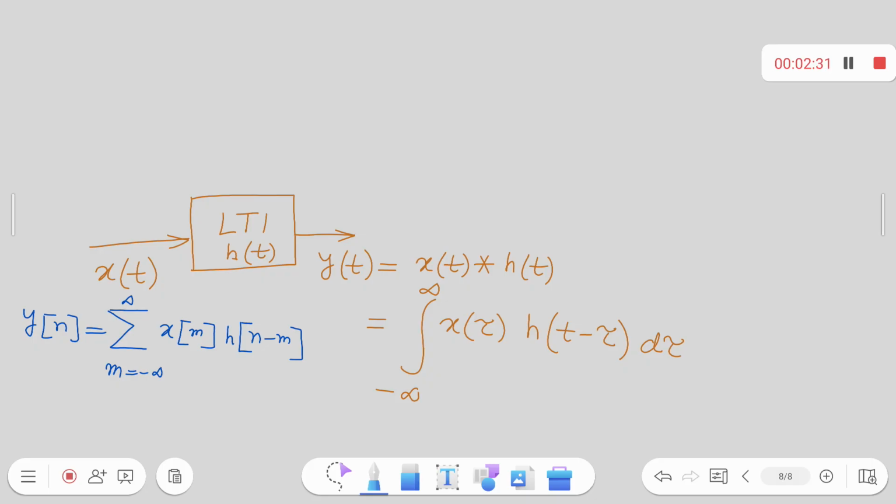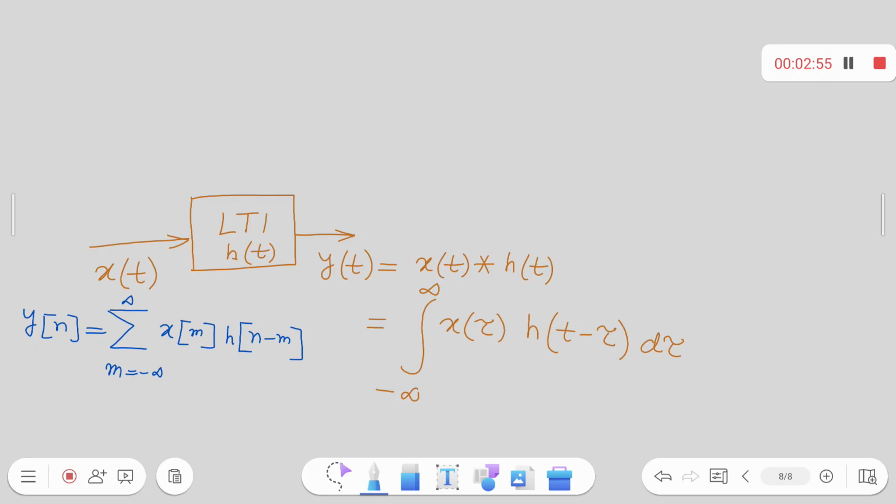So convolution is basically an operation between any two signals. If you have one signal, say x1 of t, and another signal like x2 of t, you can always perform the convolution operation between the two signals. Nobody can stop you. Just like addition, multiplication, or division, you can always perform the convolution between two signals.